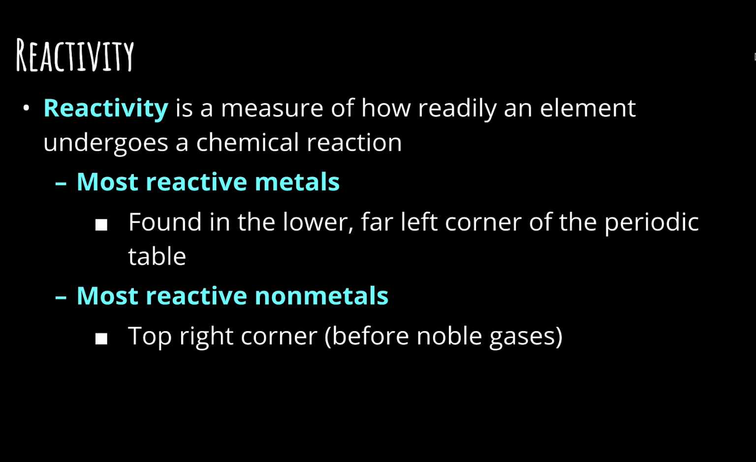The most reactive nonmetals are in the top right corner, up where fluorine and chlorine are. Before you get to the noble gases, which we know are unreactive, you have the halogens. We talked about how the halogens were very reactive, and that's because they only need one electron. They're very good at pulling electrons to themselves, so that makes them very reactive.